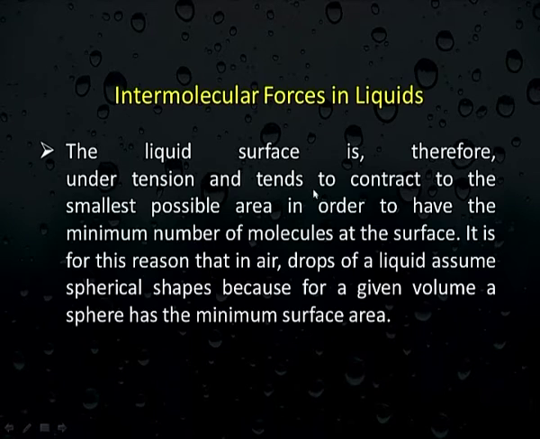Therefore, the surface of the liquid is always under tension and it is behaving like an elastic sheet. It tends to contract to the smallest possible area in order to have the minimum number of molecules at the surface. So, it is because of this property to shrink that in air, drops of a liquid assume a spherical shape, because we know that for a given volume a sphere has the minimum surface area. Now, we can define the surface tension.